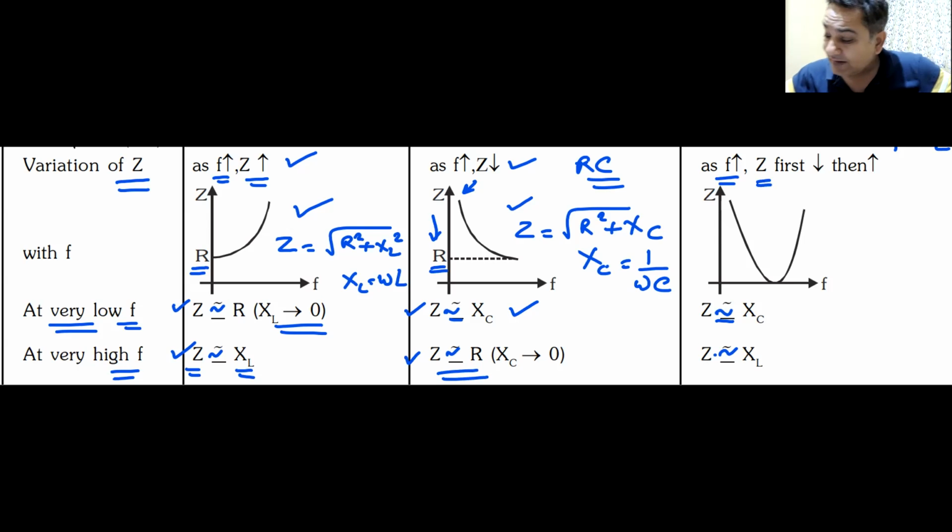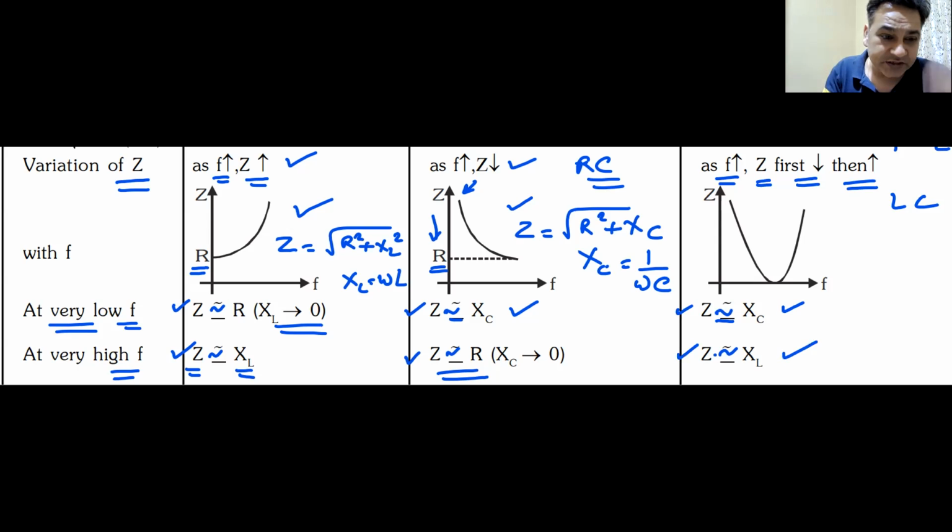In the case of an LC circuit, when frequency increases, Z first decreases, then increases, because XC is very high in the first case and XC is very low in the second case. At very low frequencies, Z becomes approximately equal to XC. At very high frequencies, it approximately becomes equal to XL. I'll give you a minute, 2 minutes.